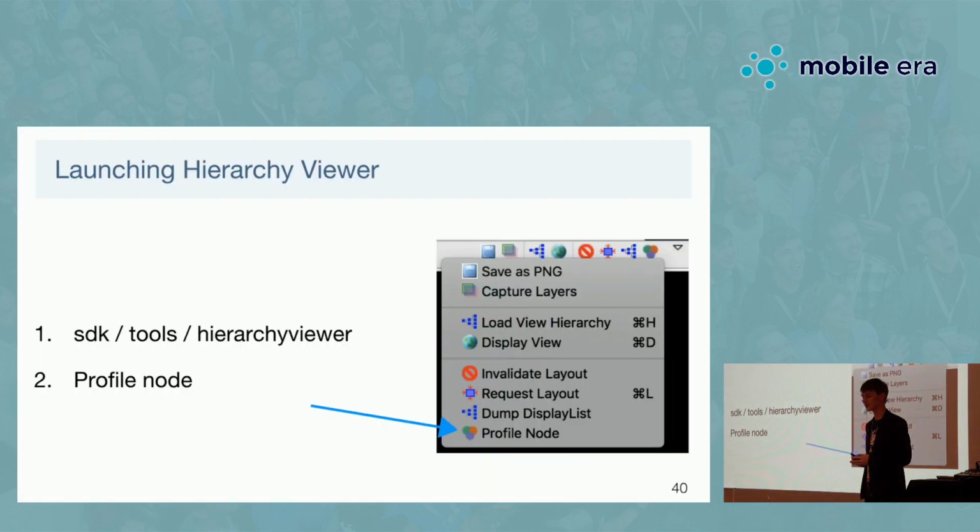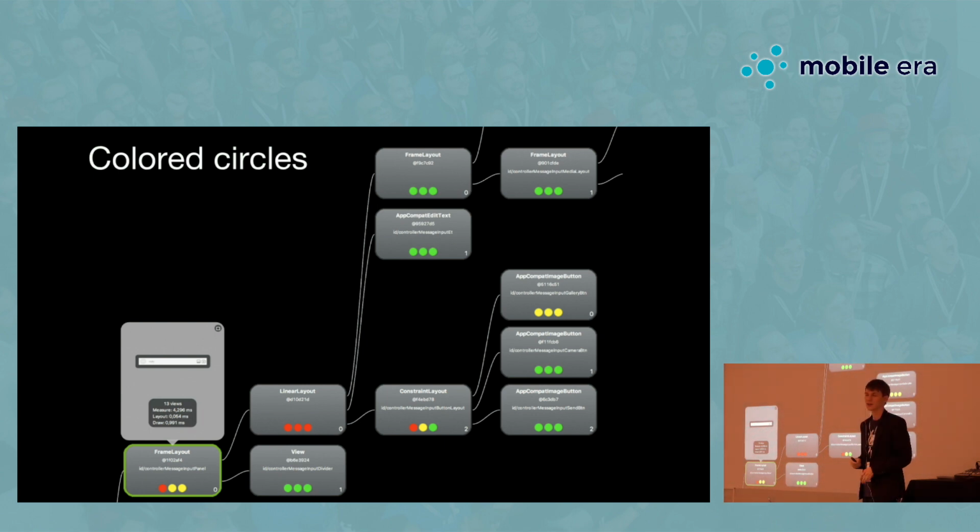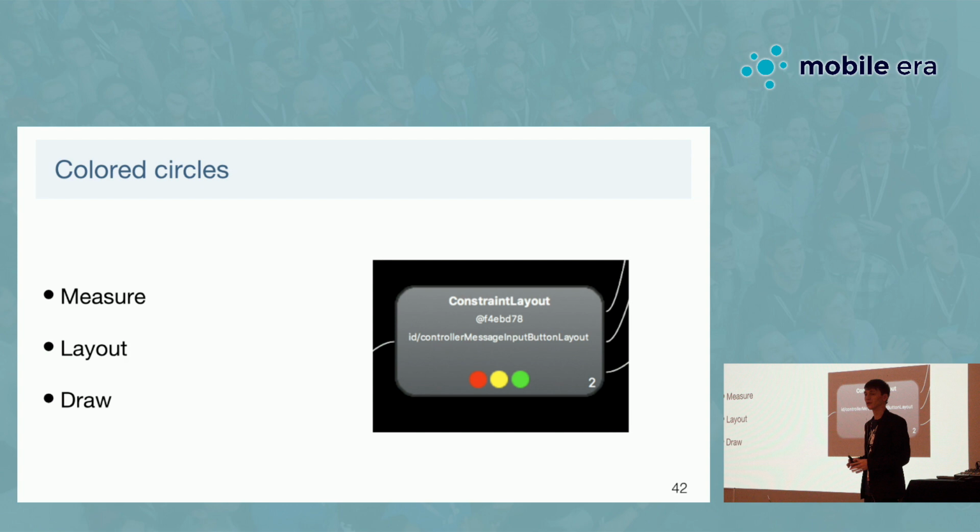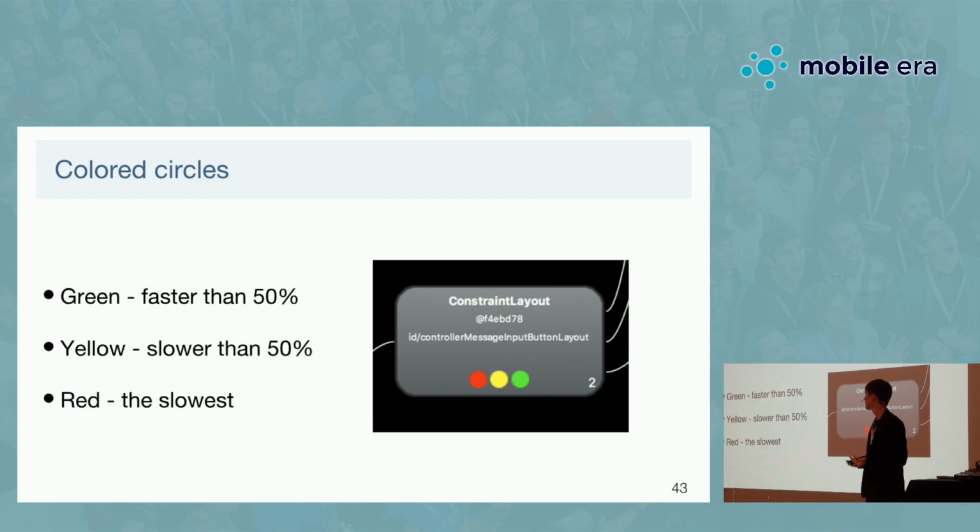The most important thing is that when you press on profile node, you'll get some colored circles. And what do they mean? Depending on the stage, you will calculate measure, layout, and draw. You will have 3 circles, and each of them will show you how long it takes. For example, green is faster than 50%, and red was the slowest. However, you should remember that all these measurements are relative.